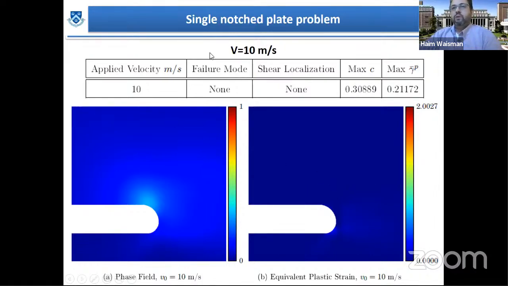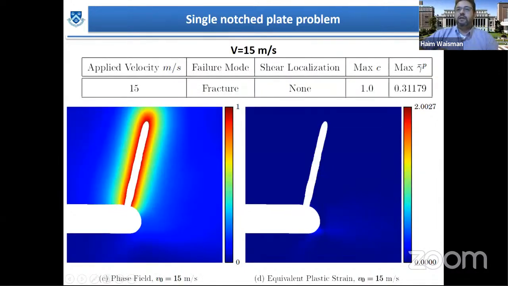I'm going to start with the 10 meters per second impact projectile. Here we are impacting at this speed. We see no failure mode. We see no shear localization. The phase field is small and plasticity is very small. If we increase the velocity, we suddenly see that a brittle fracture is formed in the phase field, so the modal failure is fracture, but there is no plastic localization in this case.